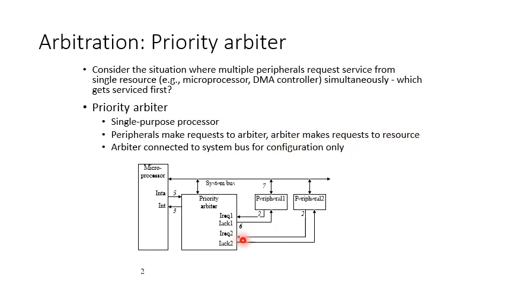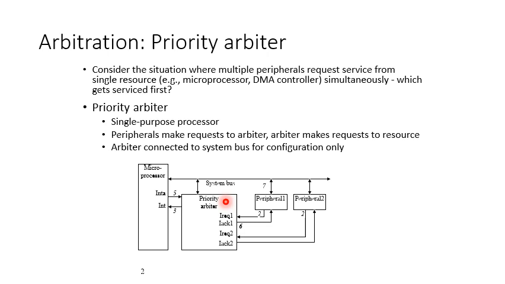In this particular diagram we are not going to access the microprocessor directly. We cannot request the microprocessor directly for the service; rather, we request the priority arbiter. The priority arbiter is connected to the system bus for configuration only. Why is the priority arbiter connected to the system bus? This is just for configuration, otherwise there is no need.